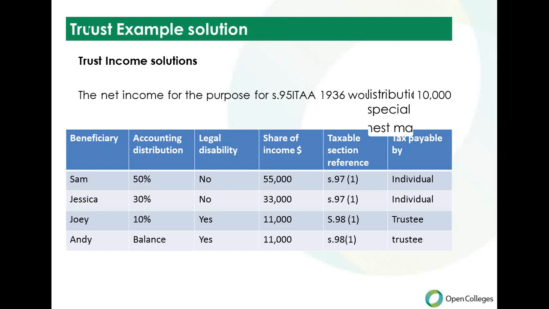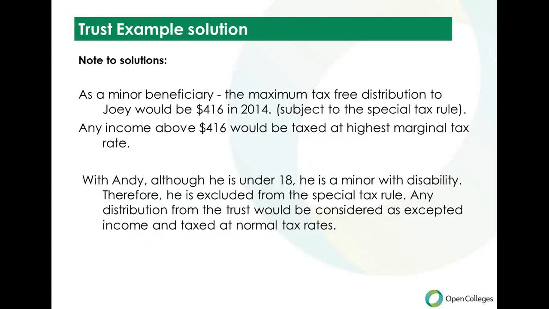As a minor beneficiary, remember that the maximum tax-free distribution for Joey is $416, subject to the special tax rules. Any income above that gets taxed at the highest marginal rate. With Andy, although he's under 18, he's a minor with a disability. Therefore, he's excluded from the special tax rules. Any distribution from the trust would be considered as excepted income and taxed at normal tax rates. So always pay attention, ultimately, to who the beneficiaries are. There's one simple thing to be careful of there.